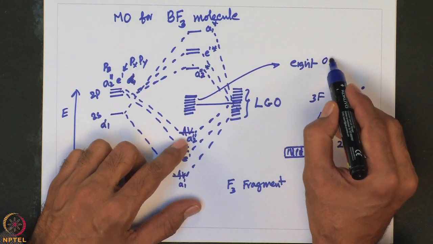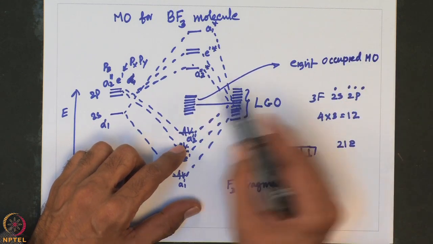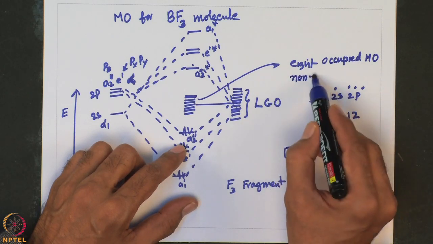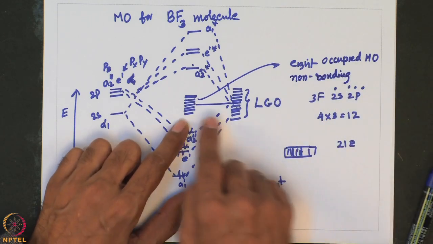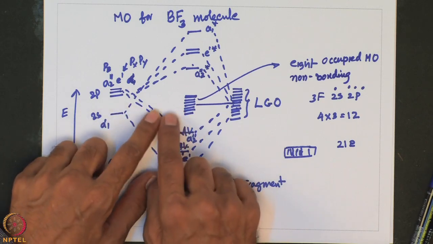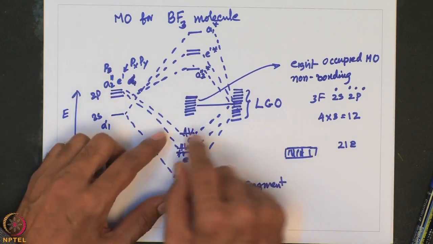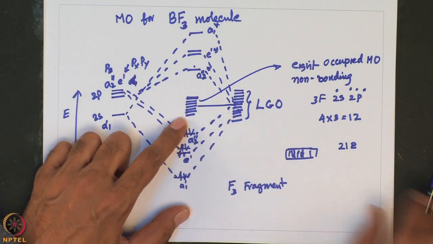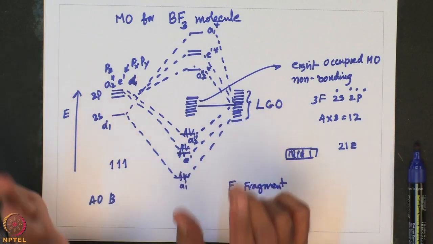Now, the remaining 8 occupied molecular orbitals have essentially non-bonding character. That is the reason they do not interact with any of the boron orbitals; we do not have a suitable symmetry match. So, they remain. That means 8 orbitals should hold 16 electrons. So, we should account for 16 electrons now.